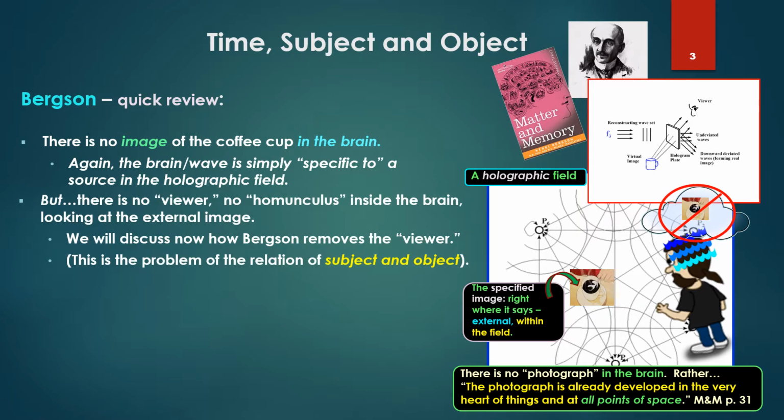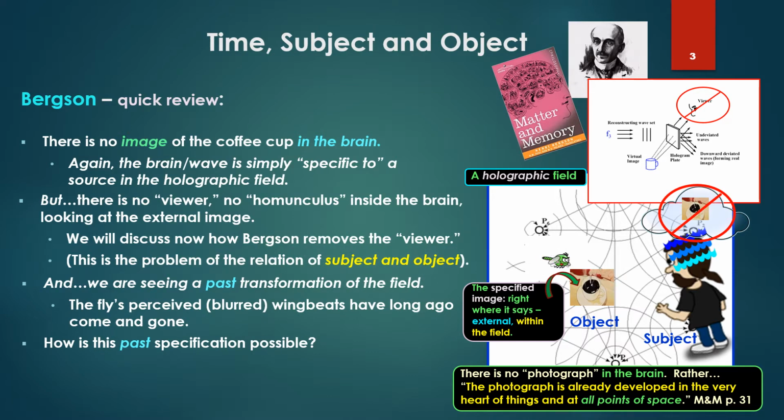But there is no viewer, no homunculus. That is, we have to remove the viewer in the holographic process. There's no little man inside the brain looking at the external image. So we're going to discuss now then how Bergson removes the viewer. That is the problem of the relation of subject and object.